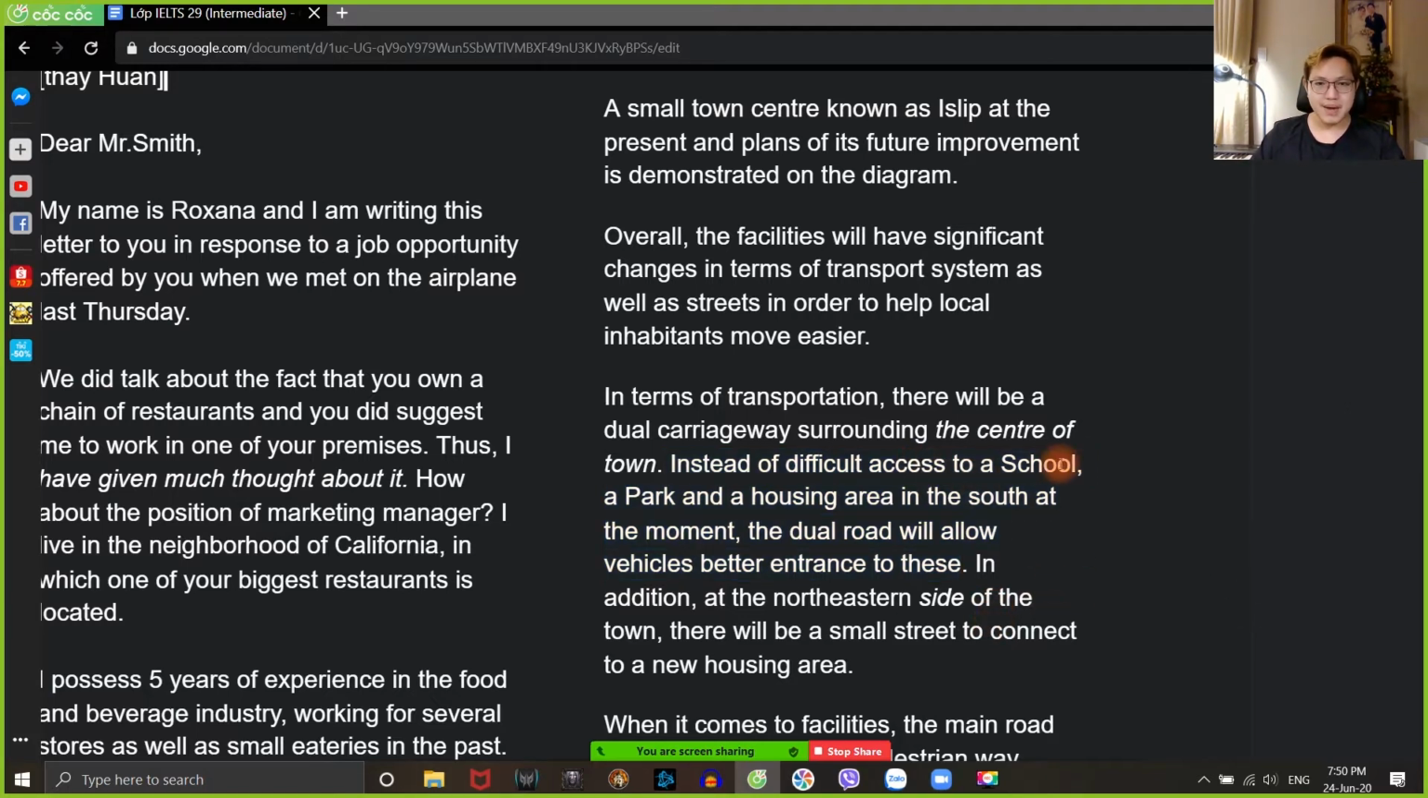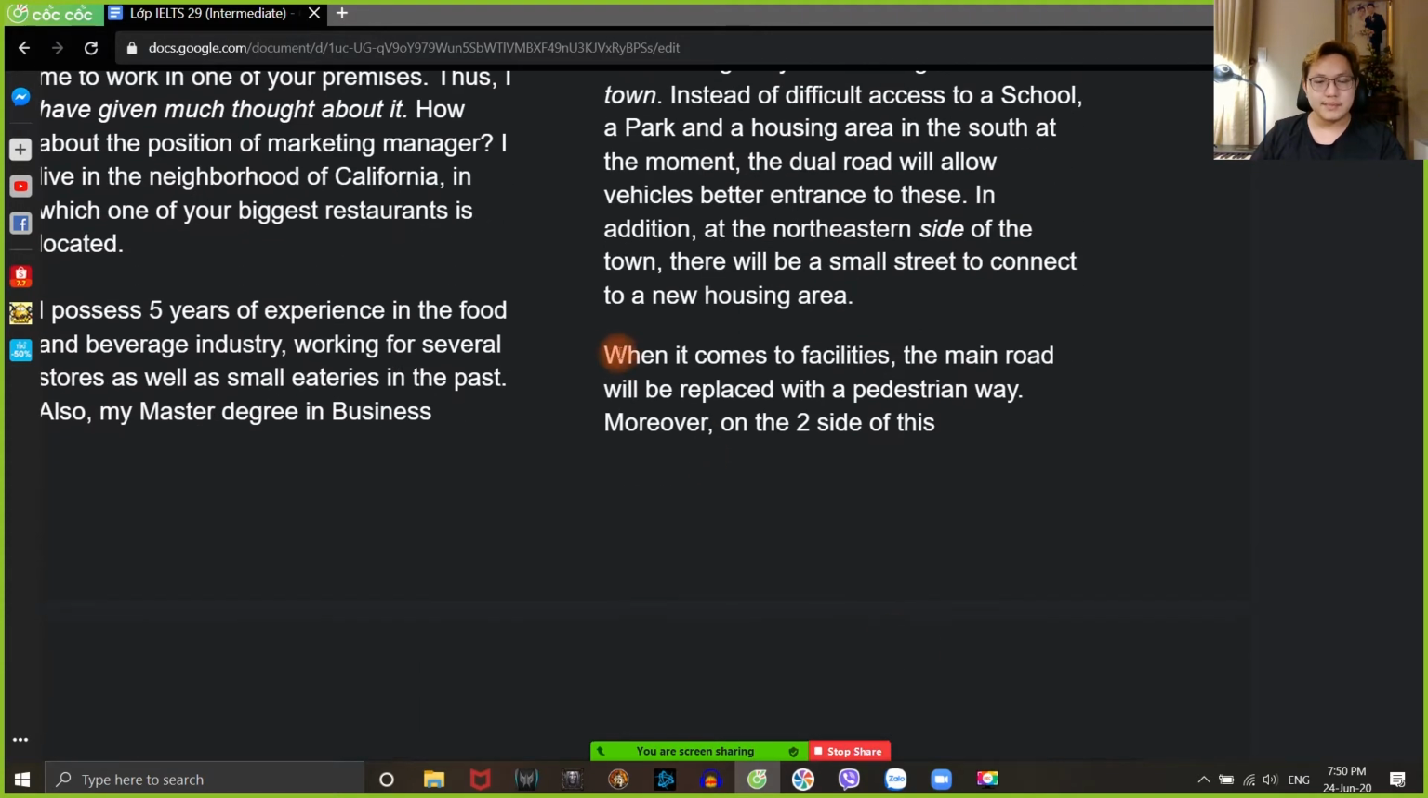Tức là access đến với ba cái này, em nêu ra ba cái này đúng không? Dạ. Rõ ràng là đến ba cái nào. In the south, so is this extra information? Access to a school, a park, a housing area. So these three are extra information. Okay, good. When it comes to facilities, the main road will be replaced with a pedestrian way. Okay.